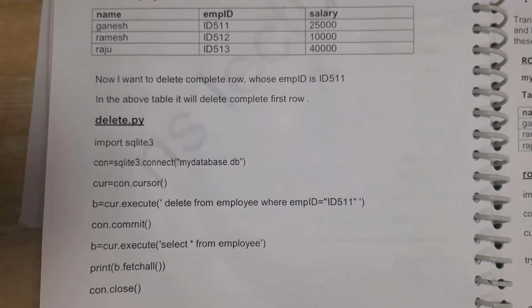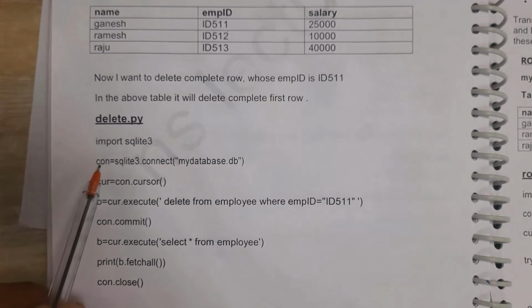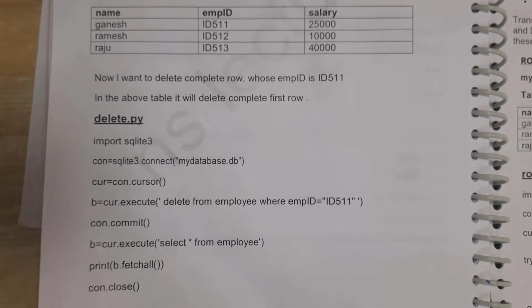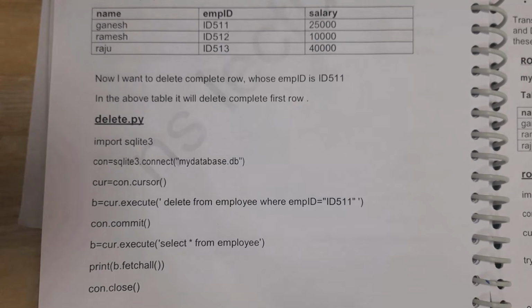At last we need to close our database. My database is present in variable con. So just write here con.close. This is the Python program in order to delete table data from the database.